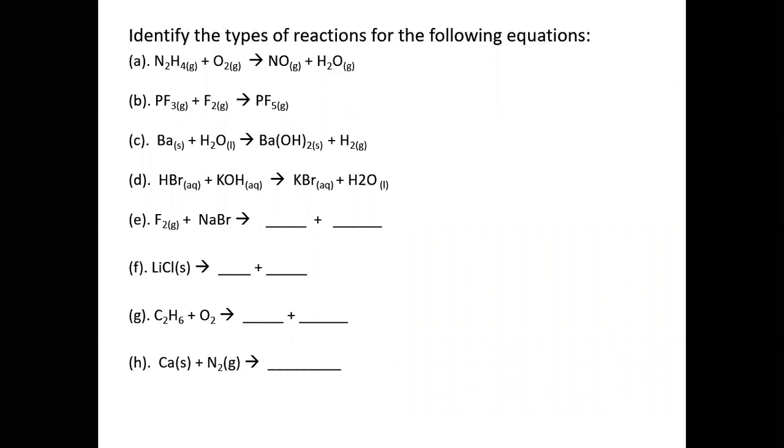So in the last series of reactions we're going to look at, some of these are going to require us to identify the reaction. Other ones we're going to have to identify the products of the reaction. So in A, we have N2H4 plus O2 gives us NO plus H2O. What you should look at first is, we have oxygen as a reactant. That's a good indicator here. And you see that we form oxides of the other reactant, N2H4, so we get oxides of nitrogen and oxides of hydrogen. Since oxygen is a reactant and we get oxides of the compound, this would be called a combustion reaction.